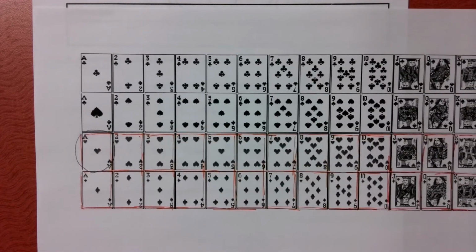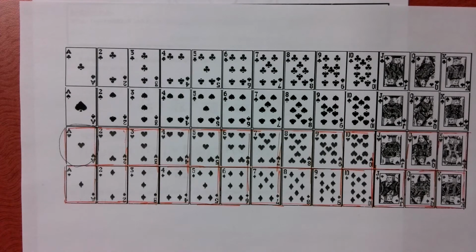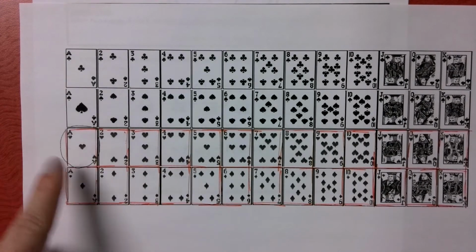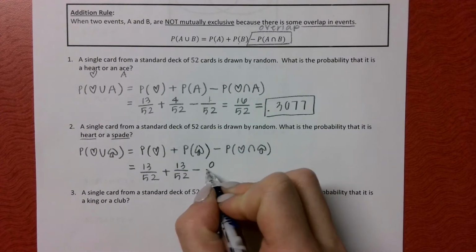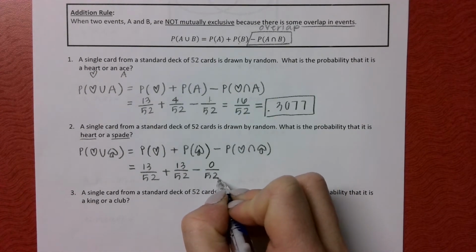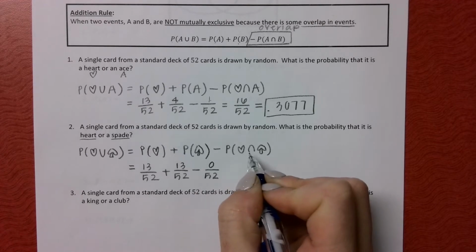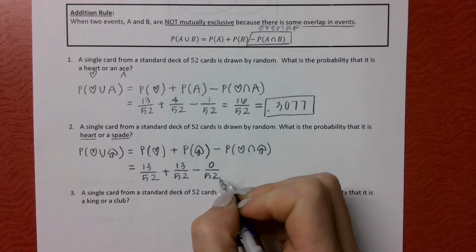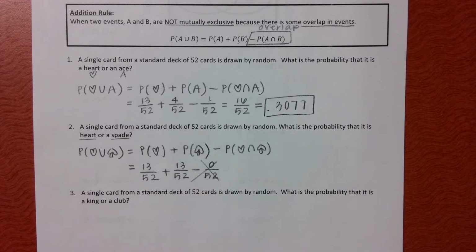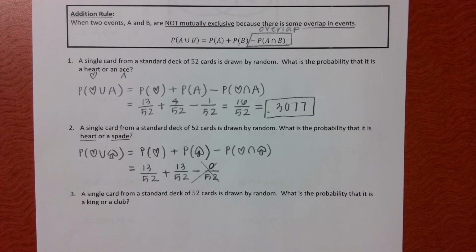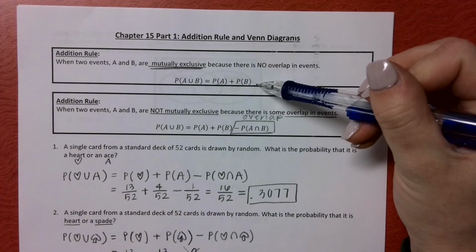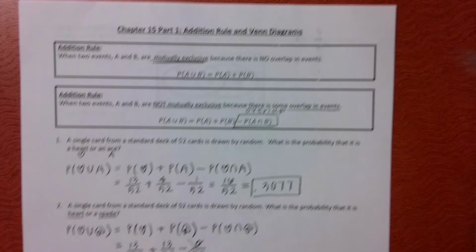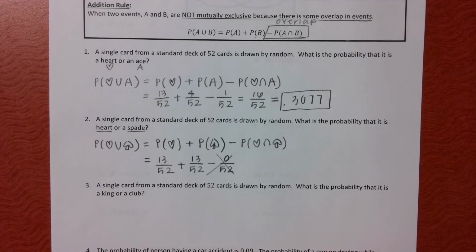Now, when I look for this overlap here, are there any cards that are both hearts and spades? No, they're either a heart or they're a spade. They're different suits. They cannot happen at the same time. So technically what's happening here is this is 0 out of 52. Now, because this probability of them happening at the same time is 0, I don't really need this subtraction. Hearts and spades are mutually exclusive, which is why these formulas look so similar. When there's no overlap, you're still technically subtracting. It's just you're subtracting 0, so it doesn't make a difference.